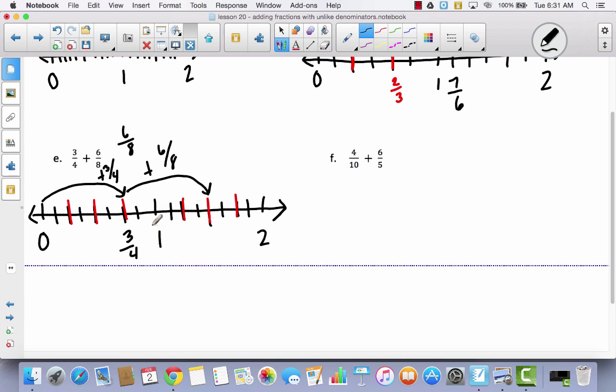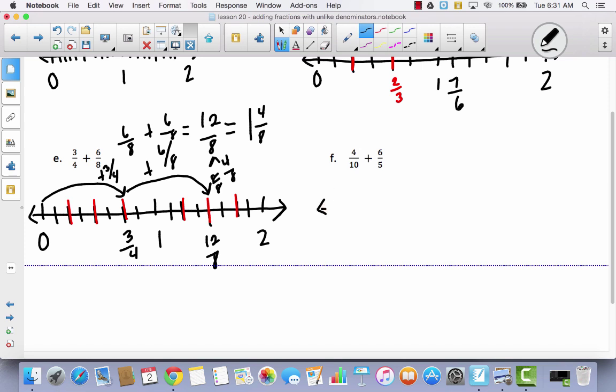So this would be 8/8, 9/8, 10/8, 11/8. So this is 12/8. So now I've got 6/8 plus 6/8 equals 12/8, which would be the same thing as 8/8 and 4/8. So it equals 1 4/8. All right, so let's try F.